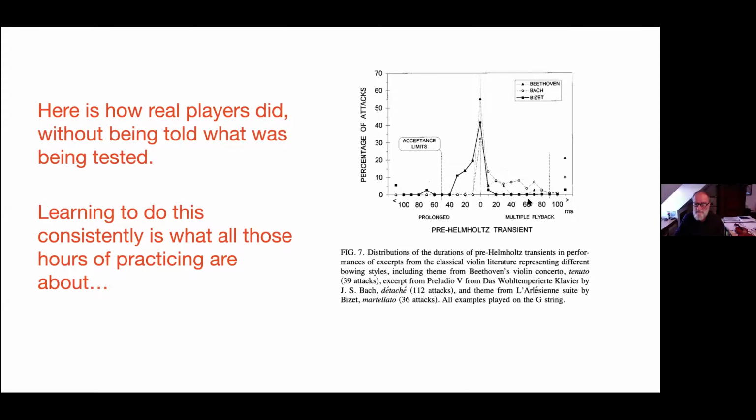It's got the multiple flyback. These are the loose slipping, double slipping ones on this side with this acceptance limit out at 90 milliseconds. These are the scratchy ones on this side, acceptance up to 50 milliseconds. And you can see that with very few exceptions, almost all the transients that these players did, and they weren't told what the experiment was, they were just told to play these pieces from the core repertoire, almost without fail, are within these limits. They hardly ever get something wrong, and quite often they get it spot on.